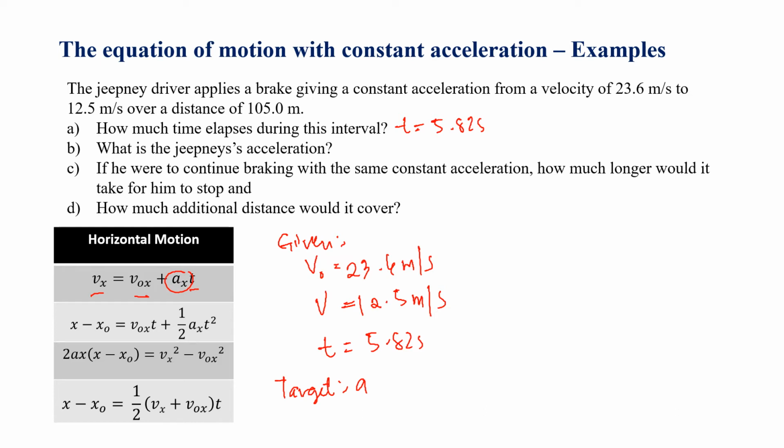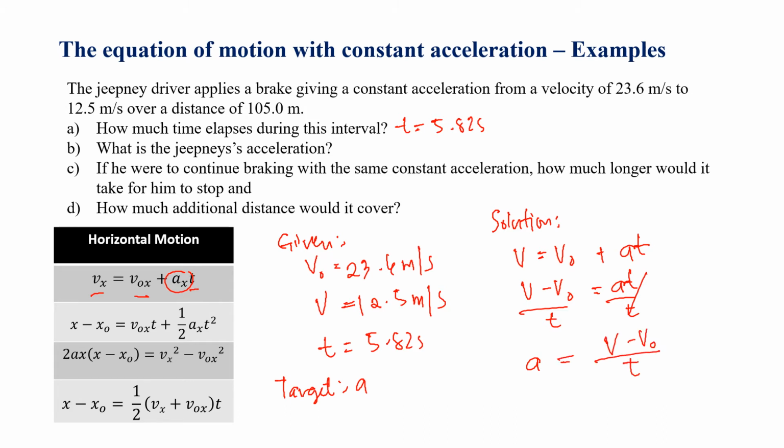Of course, we can also use equation 3 because you also have your x minus x naught, and equation 2. But let us just use equation 1. So we have v equals v naught plus at. Solving for the acceleration, we have v minus v naught equal to at. Divide this by t. So your acceleration is equal to v minus v naught over t.